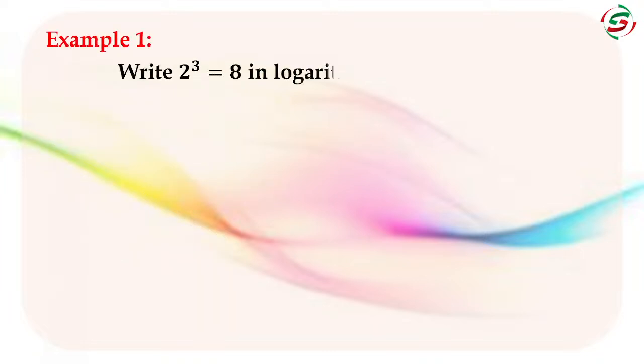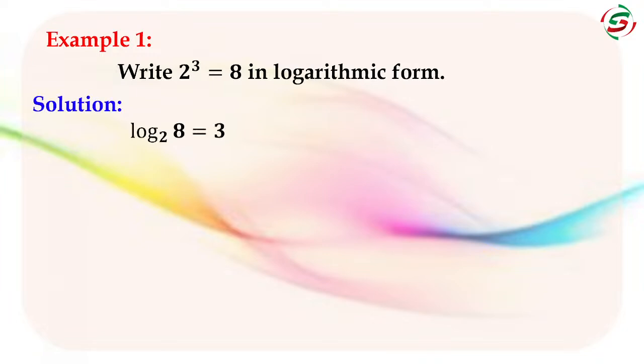Example number 1. Okay, 2 to the power of 3. What is 2 cube here? 2 cube can be written as 8. I want to write this in the form of what? Log. Okay, imagine I want to write in this form of log. So how will I write? Solution. I will write like this. ठीक है ना? Come on.